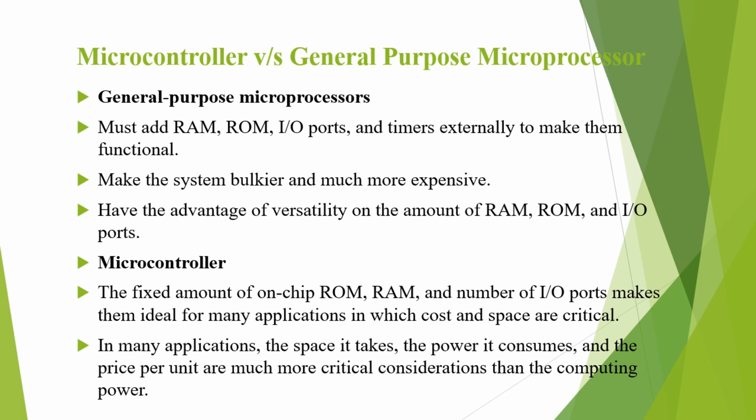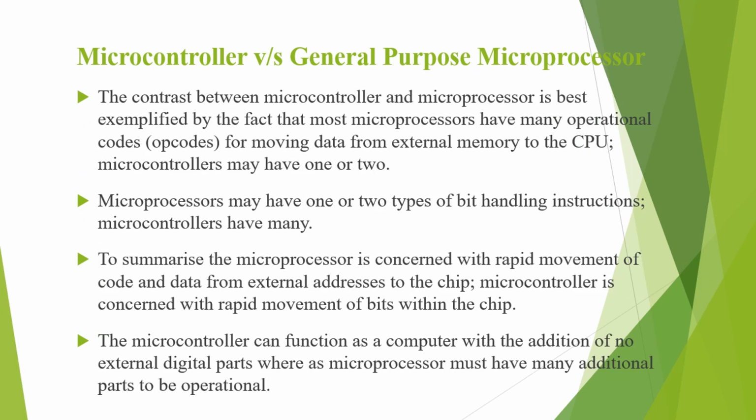There are many applications in which the space taken, power consumption, and price per unit are more critical considerations than computing power. Most microprocessors have many operational codes, opcodes, for moving data from external memory to the CPU. The memory is connected externally to the general purpose microprocessor having only the CPU, whereas microcontrollers have only one or two opcodes. Microprocessors have one or two types of bit handling instructions, whereas microcontrollers have many bit handling instructions.